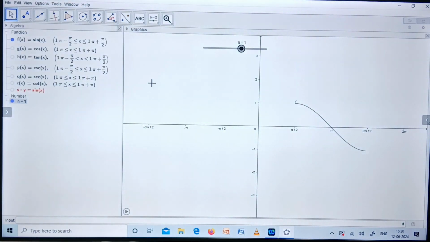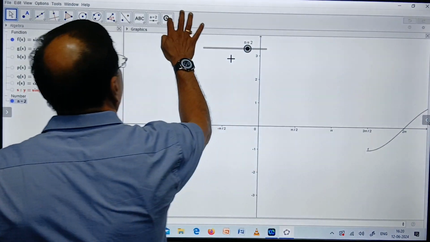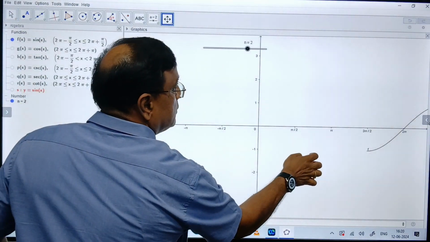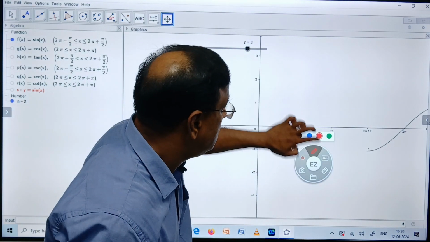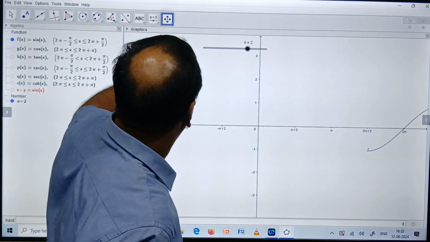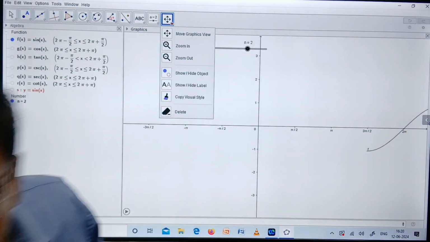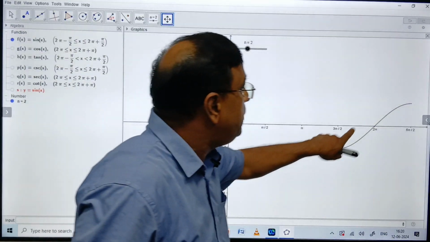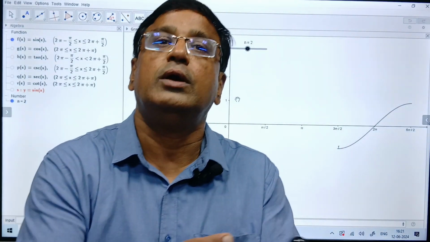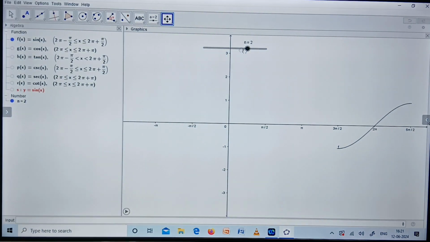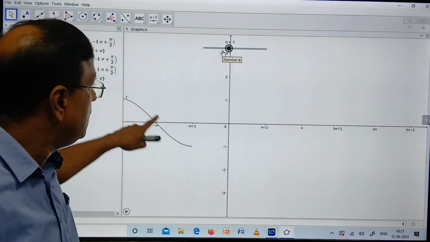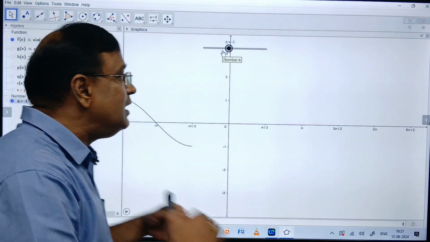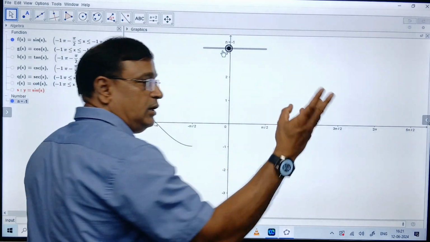Now let me make n equal to 2. N equal to 2. Again, you see, if I just move this a bit, I think it got stuck a bit. Maybe I'll move it here. You see, from 3 pi by 2 to 5 pi by 2, it is again 1 to 1 and onto, so the inverse exists. Now let me go to the negative side. Minus 1, see, it's 1 to 1 and onto. So clearly, for minus pi by 2 to pi by 2 the inverse exists.